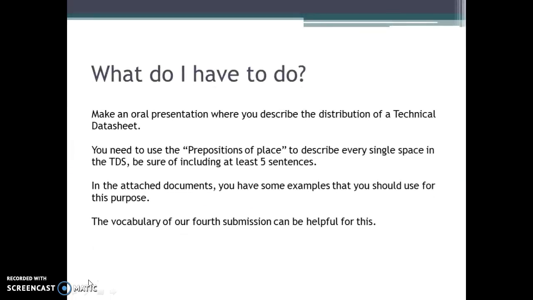What do I have to do? Make an oral presentation where you describe the distribution of a technical datasheet. You need to use the prepositions of place to describe every single space in the TDS. Be sure to include at least 5 sentences. In the attached documents, you have some examples that you should use for this purpose. The vocabulary of our fourth submission can be helpful for this.